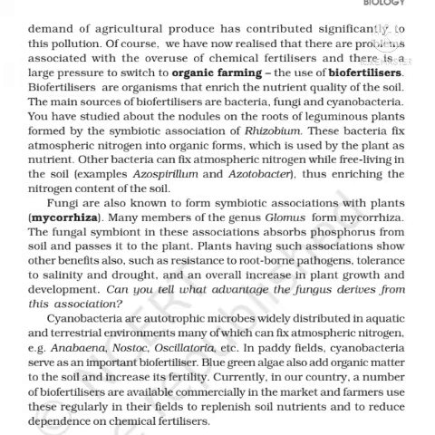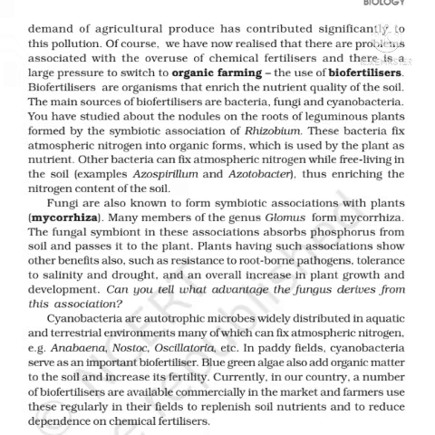The main sources of biofertilizers are bacteria, fungi, and cyanobacteria. You have studied about nodules on the roots of leguminous plants formed by symbiotic association of Rhizobium. These bacteria fix atmospheric nitrogen into organic forms, which are used by plants as nutrients. Other bacteria can fix atmospheric nitrogen while free living in the soil. Example: Azospirillum and Azotobacter, thus enriching the nitrogen content of soil.